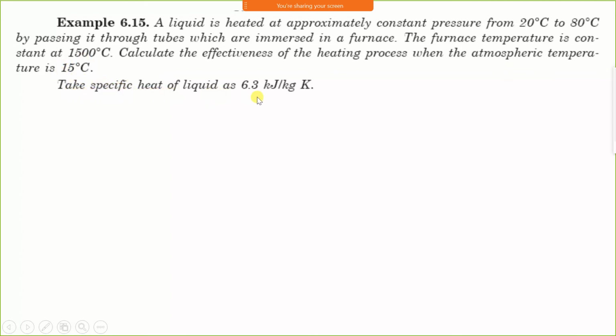Specific heat of liquid is 6.3 kilojoule per kg Kelvin. Now here liquid is heated with the help of a furnace. Consider a furnace, and through the furnace one pipe is passing. Through the inlet the liquid is passed at 20 degrees Celsius, and at the end liquid comes out at 80 degrees Celsius. The furnace temperature is 1500 degrees Celsius. We have to calculate effectiveness of the heating process.